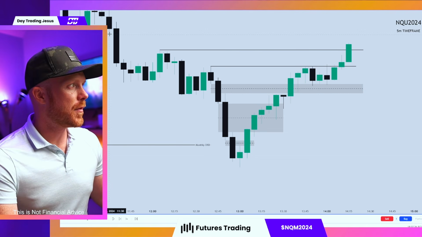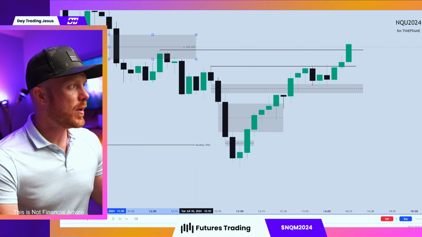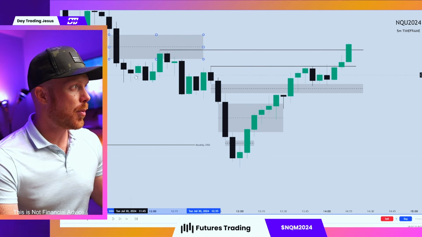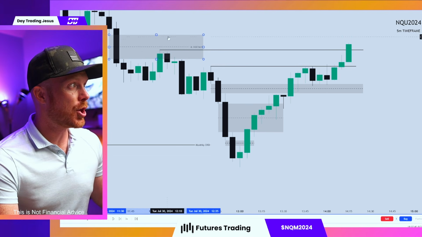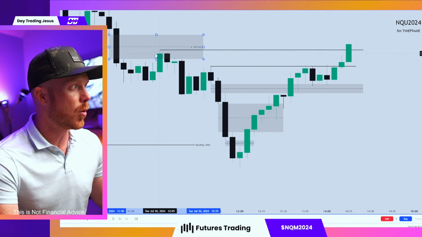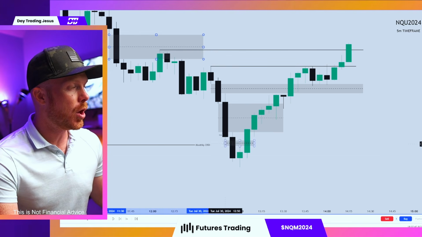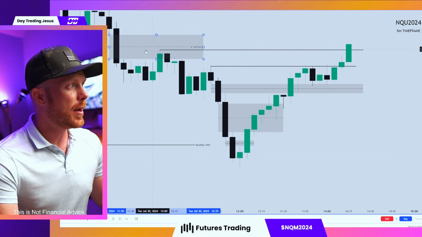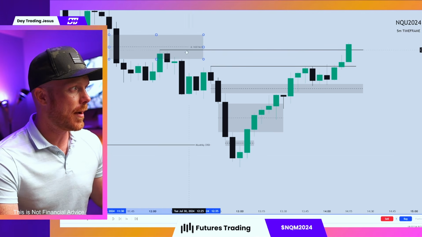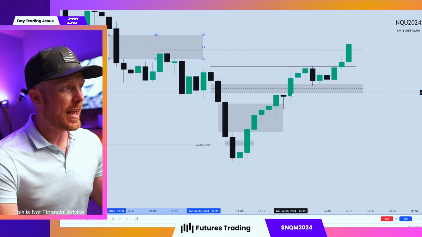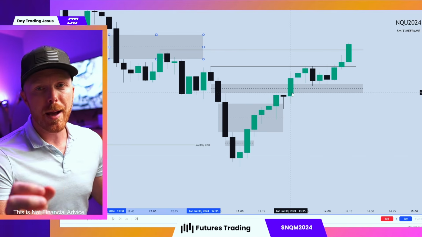Take a look at this fair value gap right here. Just like we expect a fair value gap to operate, it comes up into the fair value gap, respecting the upper half of the fair value gap, not going into it. When we want to see lower prices, we want it to stop in the lower half ideally and then move lower. It can wick up into here, it can close into here, but ideally we want to stay in the lower half.